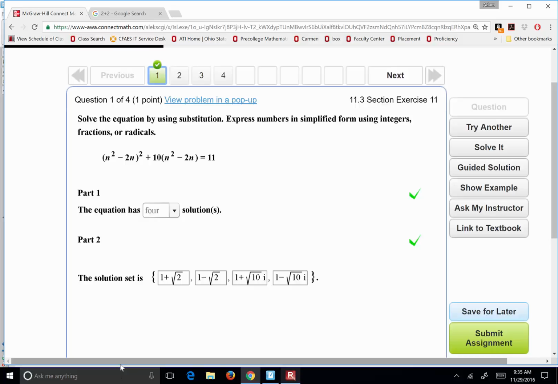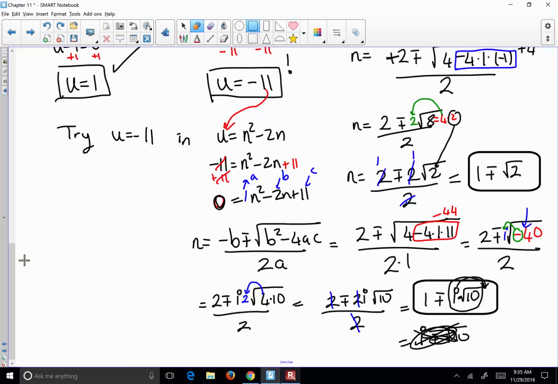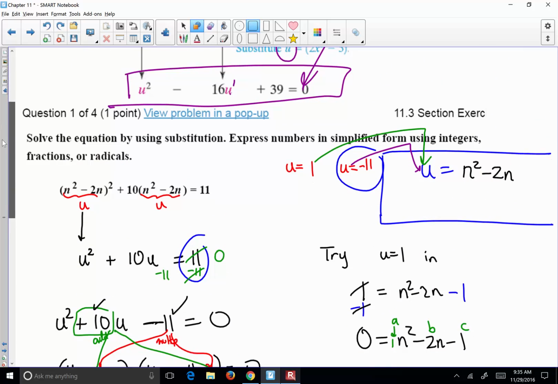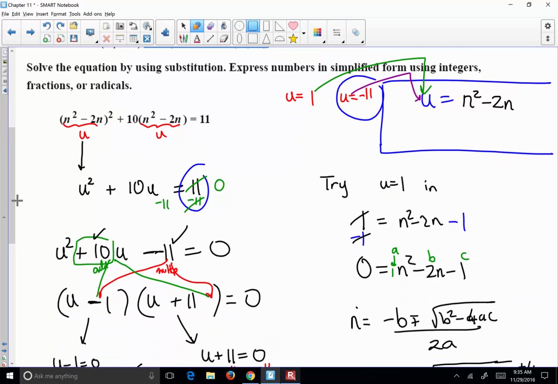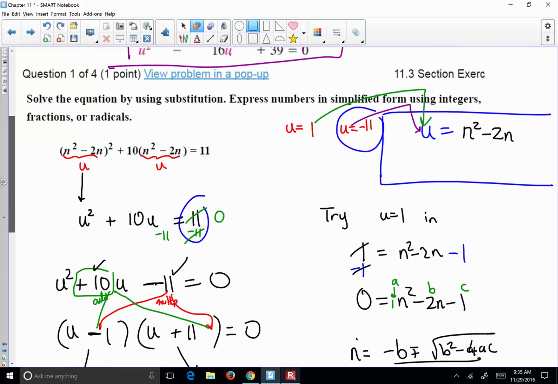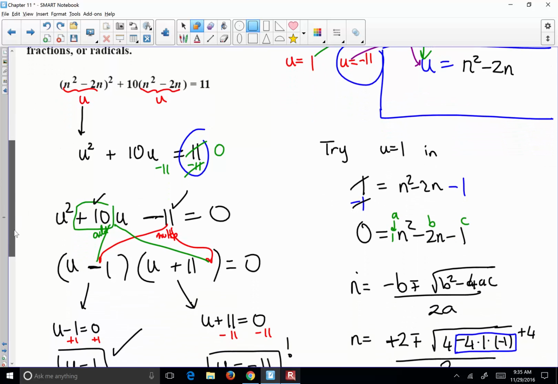Wow, what a question. If you get this question right, you have mastered your quadratic formula skills, factoring skills, everything kind of, okay? So it's a really big chunk of a question. Any questions? Did you get the idea though?